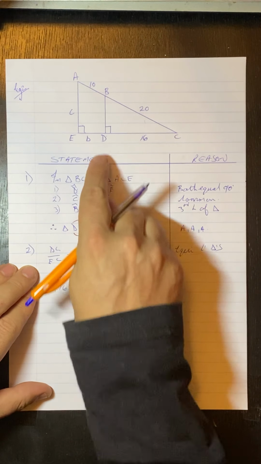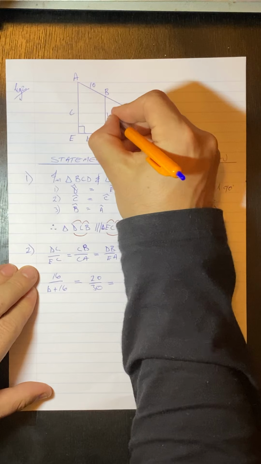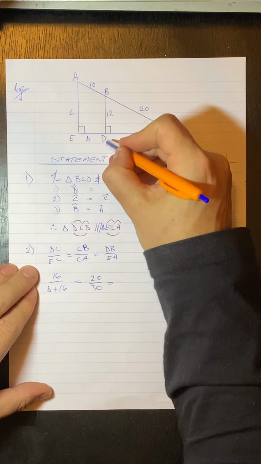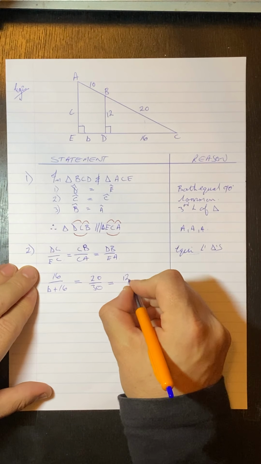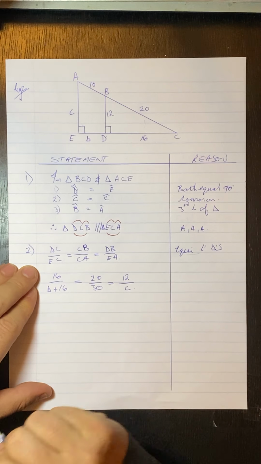Equals DB. DB is that length over there. Sorry, this is 12. I missed that. So DB is 12 over EA is C.